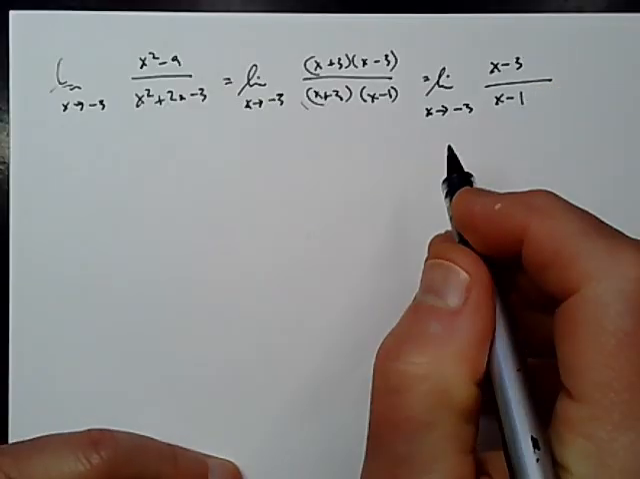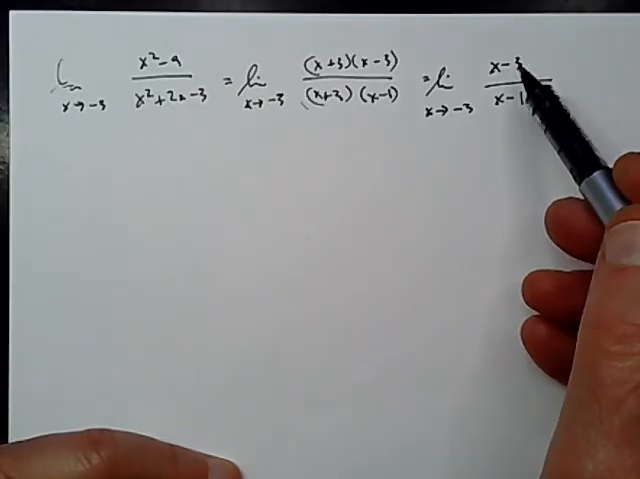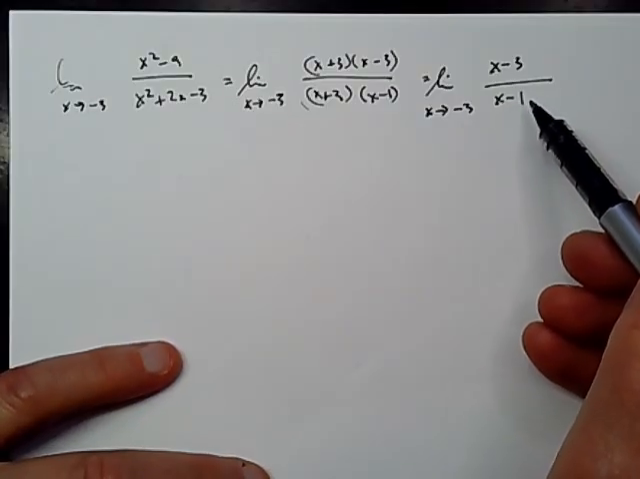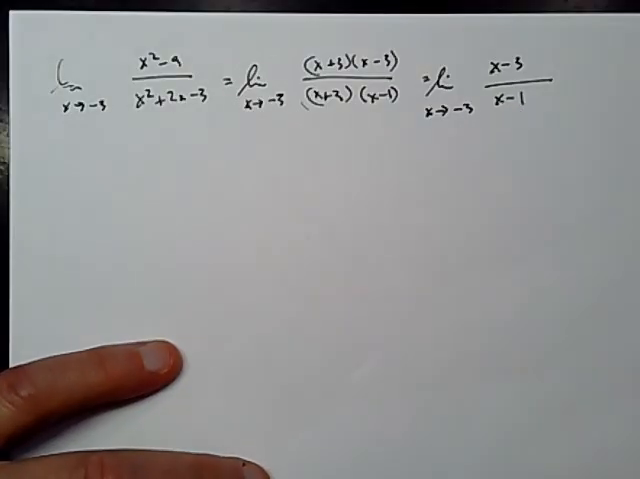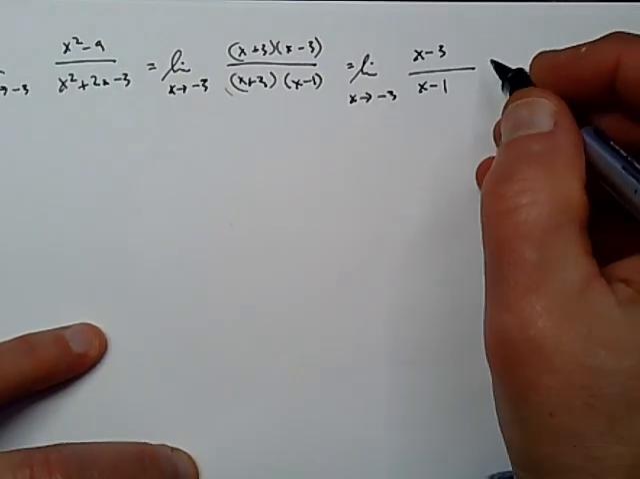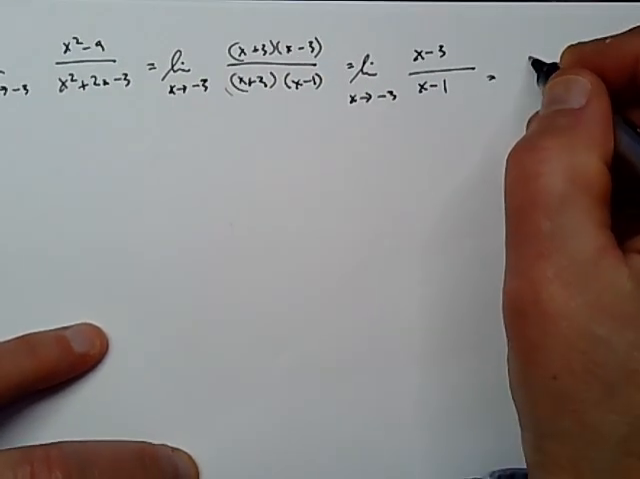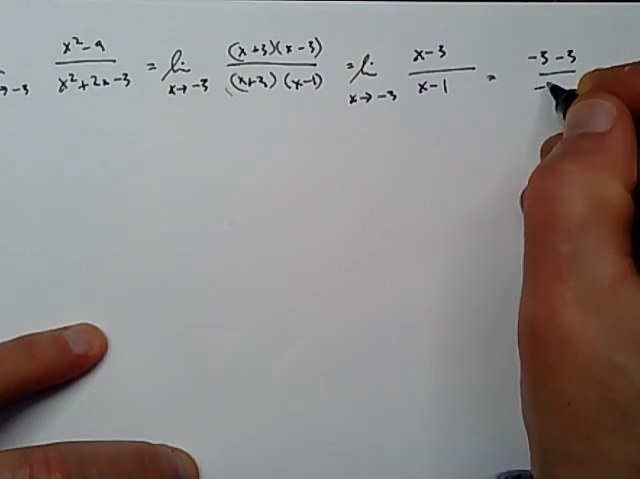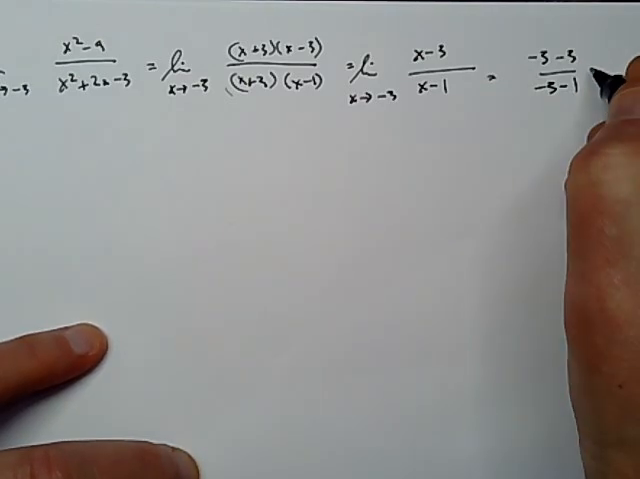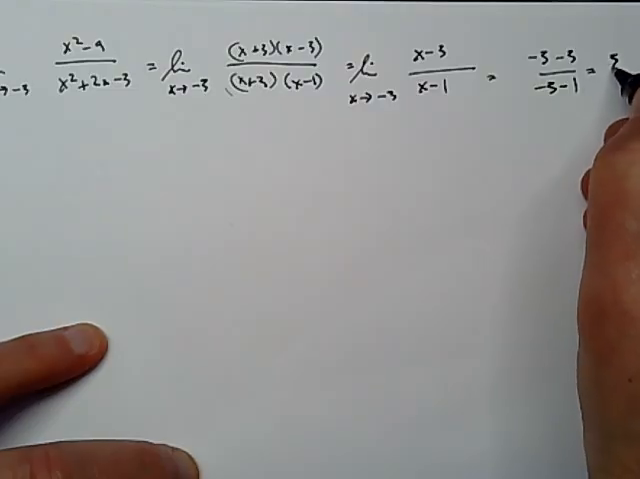Now what's happening there, of course, is that you have a limit of a fraction that no longer has a 0 on the bottom. So you can simply plug in minus 3, and I'll just slide the paper over. And we get minus 3 minus 3 over minus 3 minus 1. So minus 6 on the top, minus 4 on the bottom, and we get 6 over 4, which is 3/2.